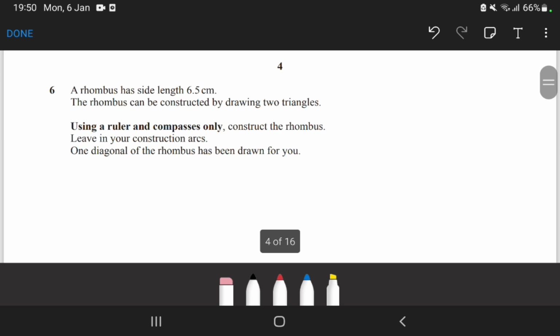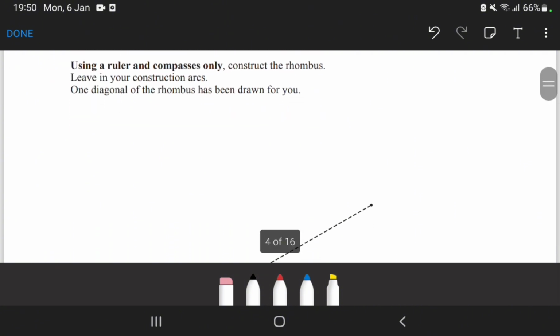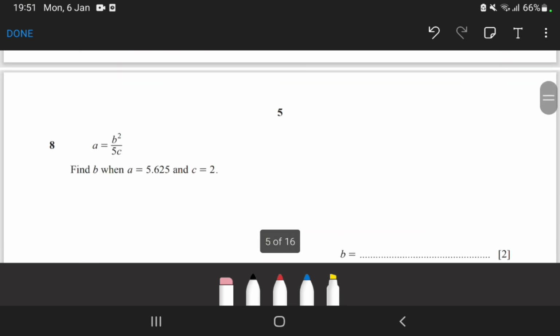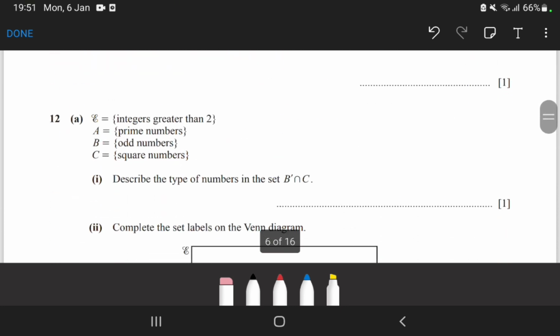Okay, so now we go to number 6, which I cannot do myself right now since I don't have a compass, and I cannot show it to you guys right now, of course. So I cannot do anything to solve this question, I'm sorry. We move on to number 13.